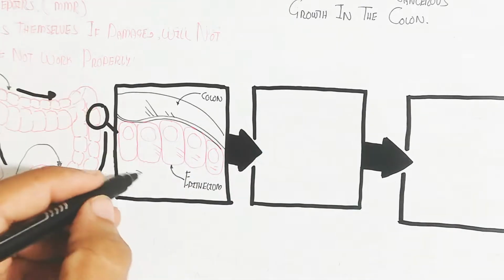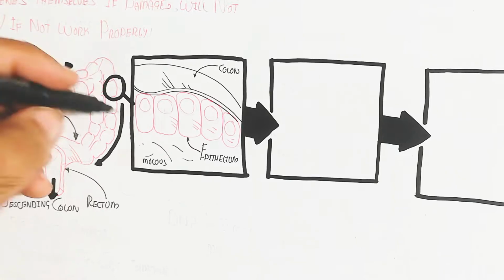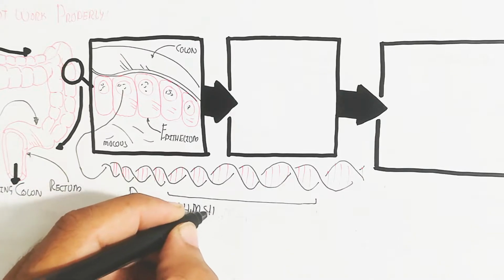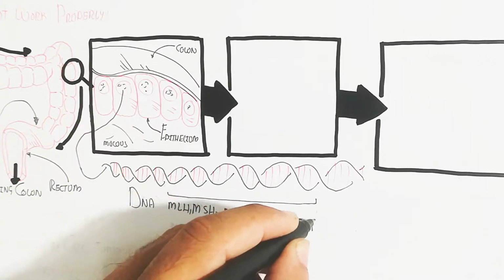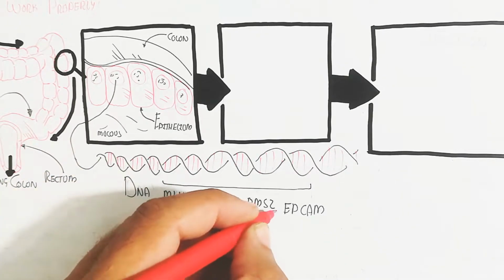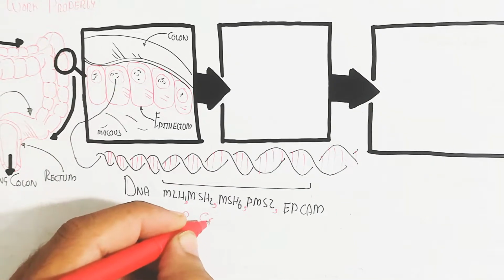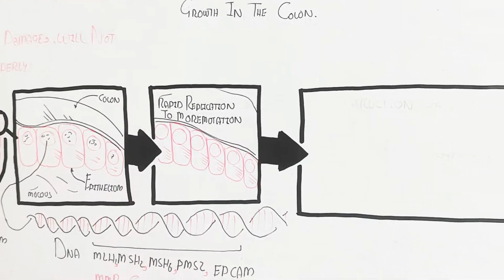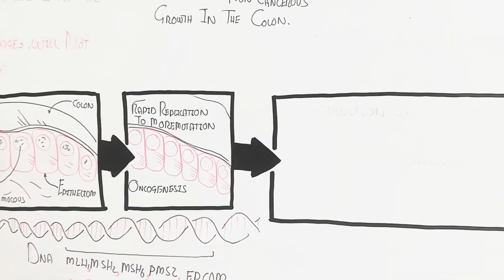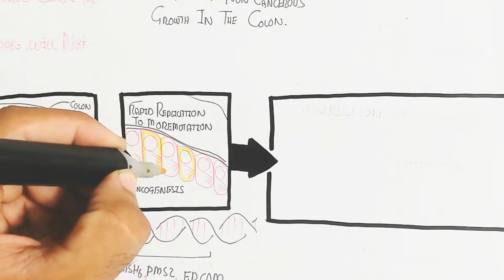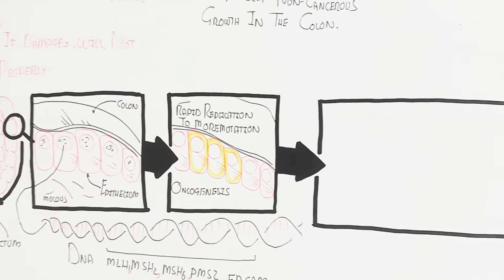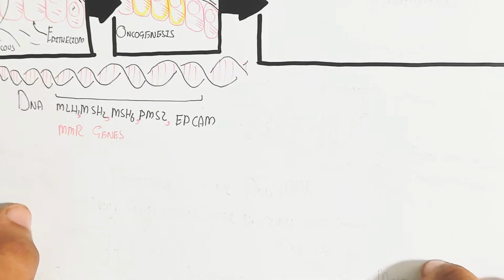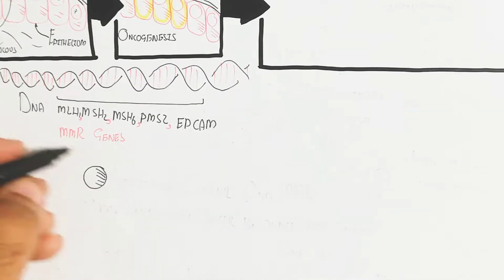Zoom out to show the colon. Inside is the epithelial cell, and this is the mucous membrane. Remember, this cell contains DNA and it replicates to produce the epithelium. This is the DNA containing the genes MLH1, MSH2, MSH6, PMS2 and EPCAM. These genes are required for mismatch repair, and when the mismatch repair genes are damaged, it leads to oncogenesis, uncontrolled cell division, and rapid replication with more mutation.